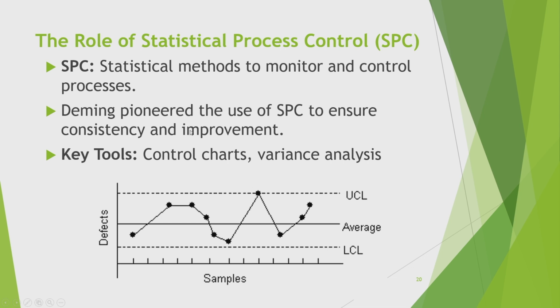Now, the role of statistical control: these charts were started by William Shewhart, and this is a statistical method to monitor and control processes. Deming pioneered the use of SPC to ensure consistency and improvement. Suppose there is a control chart for defects. The average defect should be this much, but due to random variation it may go up to this upper control limit, and on the bottom side there is also a limit. If it exceeds the upper control limit, that means there is some cause for concern. And if sometimes it goes below the lower control limit, that means you might have used some proper method to improve it.